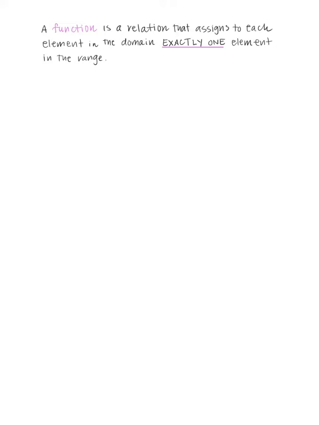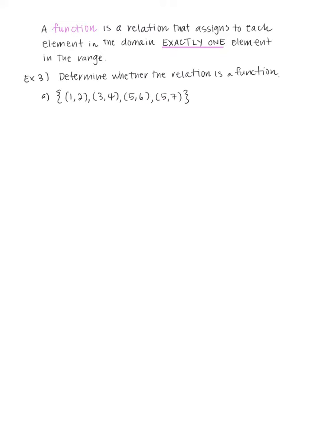Now let's talk about this thing called a function. The definition of a function is a relation that assigns to each element in the domain exactly one element in the range. So this is telling you that for every x, there better be exactly one corresponding y value. Let's do some examples. Example 3, determine whether the relation is a function.